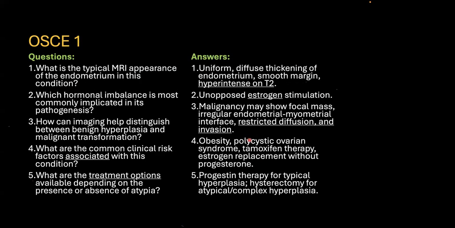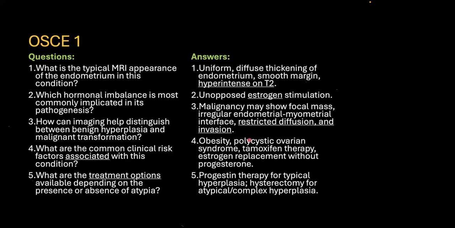So these are the answers. The typical MRI appearance of the endometrium is uniform, diffusely thickened with smooth margins, hyperintense on T2. Which hormonal imbalance is most commonly implicated? It is unopposed estrogen stimulation. And how can we differentiate benign from malignant transformation?